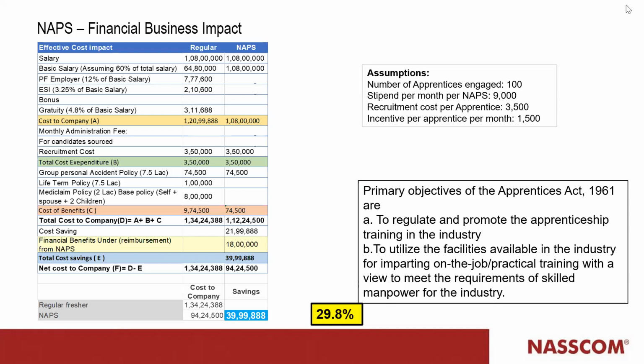Also, another important aspect is that as per law, it is not mandatory on any organization that after completion of apprenticeship, successful or non-successful, even a single employee need be engaged or absorbed as a permanent employee of the organization.